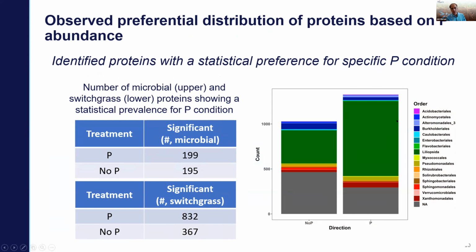We were seeing more proteins attributable to switchgrass in the high phosphorus condition than the low phosphorus condition. But there's also a number of different bacterial proteins that appeared to have a more dominant abundance on one side or the other. Specifically, if we looked at the microbial responses, there were almost 200 proteins that had preferential abundance in the high phosphorus, and then another 200 in the lower phosphorus conditions, and much more preference, I would say, for the switchgrass proteins in the high phosphorus condition.